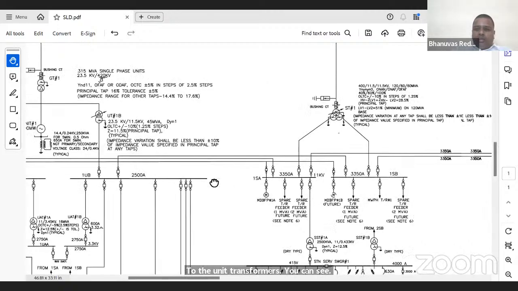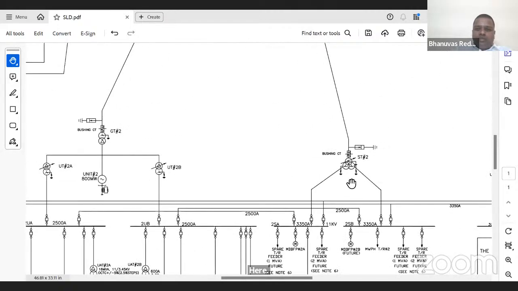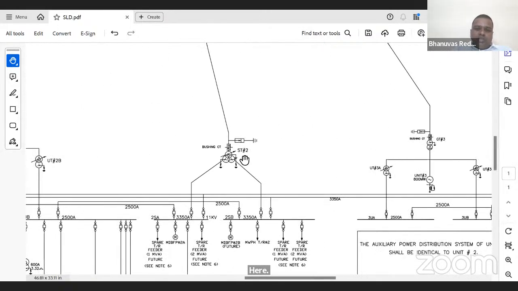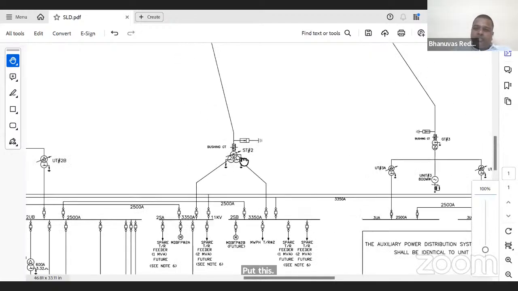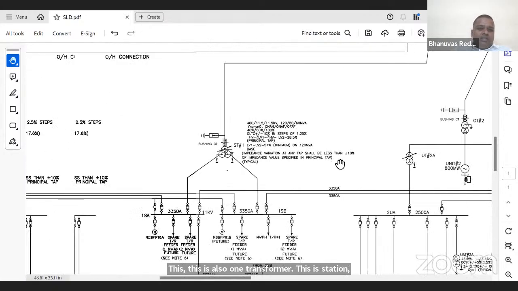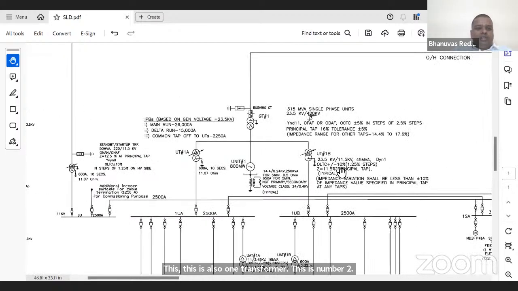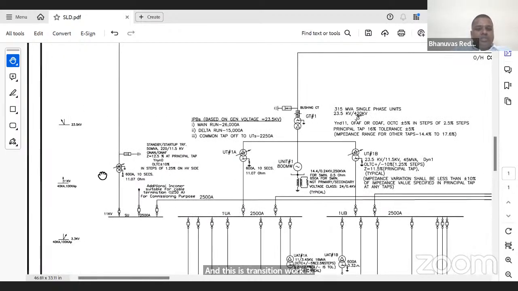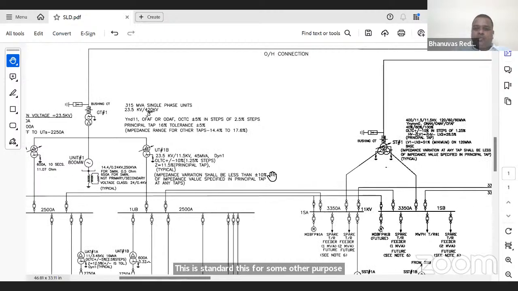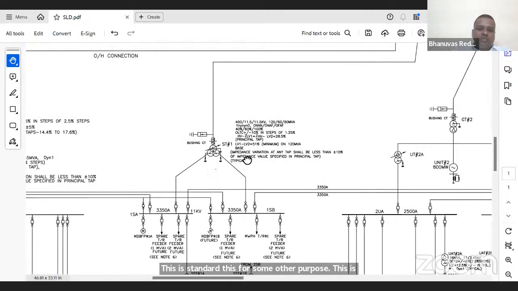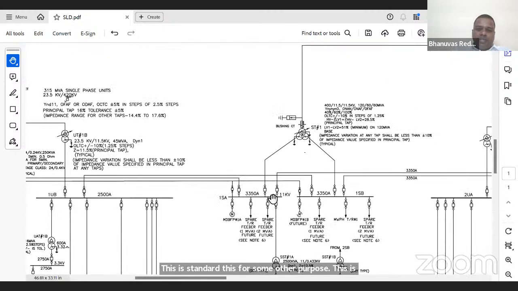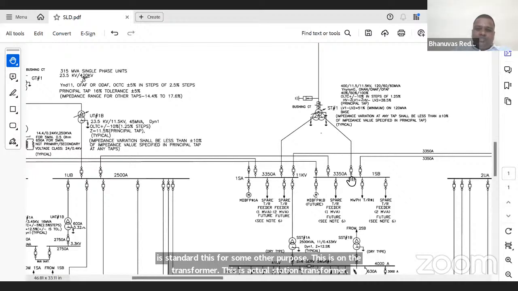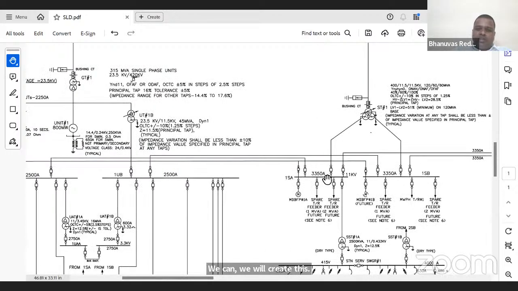here. This is also one transformer. This is station transformer 2, and this is station transformer 3. This is the standby transformer. This is for some other purpose. This is a 130 kV transformer. This is the actual station transformer. From here two windings are coming. You can see we will feed this through the station switchgear, 11 kV switchgear. From there one tie breaker will be there.